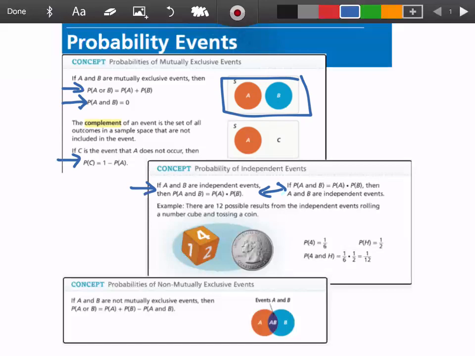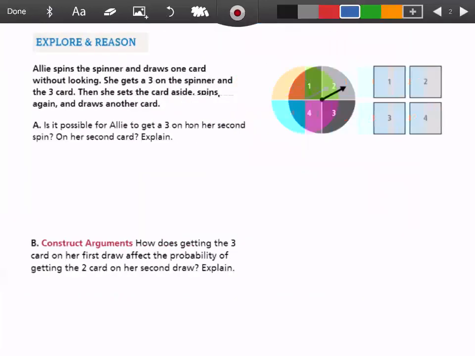Then if A and B are not mutually exclusive events, then the probability of A or B happening is equal to the probability of A plus the probability of B minus the probability of both of them happening at the same time. So all of these are going to be really important for all of Unit 12, especially this first section. So let's talk about the first example.